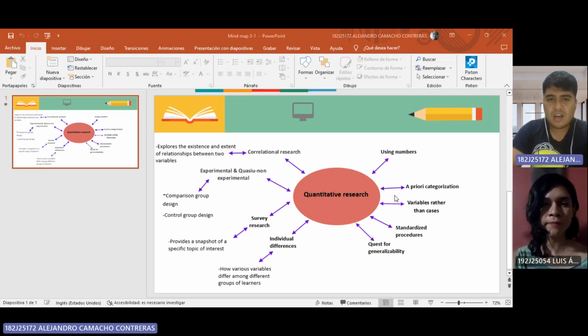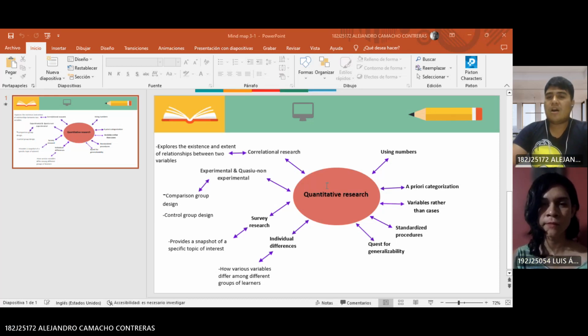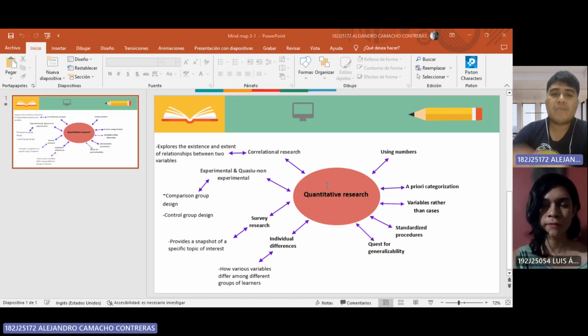The next one is experimental and quasi-experimental. For me, the research aims to establish a causal relationship between the independent and dependent variables. For example, studying how instructional methods impact students' learning performance in the classroom. What do you think? Or can you tell me about the next type of quantitative research?